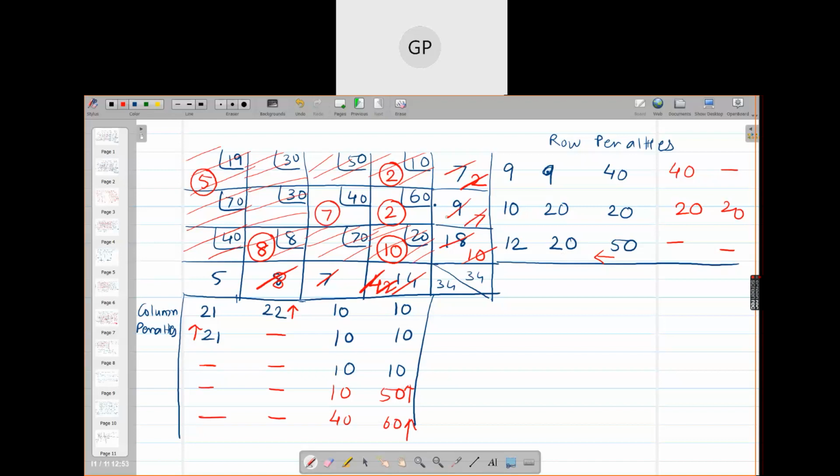So again, number of allocations is 6. m plus n minus 1 is 3 plus 4 minus 1, that is equal to 6. Therefore, non-degenerate IBFS. That is for sure. Now, what are the allocations?